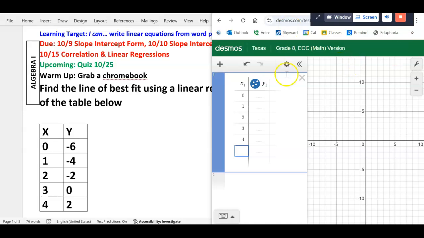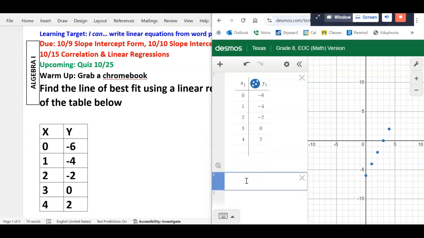And then on the right side, -6, -4, -2. Now you notice that it pops up on the graph. You can actually see all the points, right? So what do we do now? We go to the next input down here, and what do I type? Do I type y equals mx plus b? Does that work? No. What do I got to change, or what do I got to add?